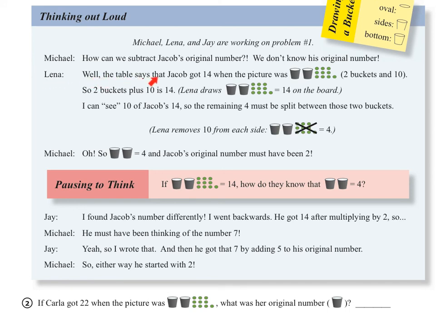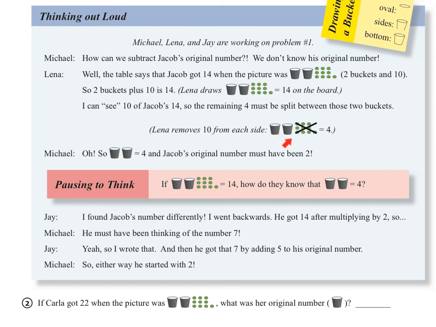Lena says, well, the table says that Jacob got 14 when the picture was this, 2 buckets and 10 dots. So 2 buckets plus 10 has to be 14. So then she draws this on the board to visualize that. I can see 10 of Jacob's 14. Here's the 10 of his 14. So the remaining 4 must be split between those 2 buckets.